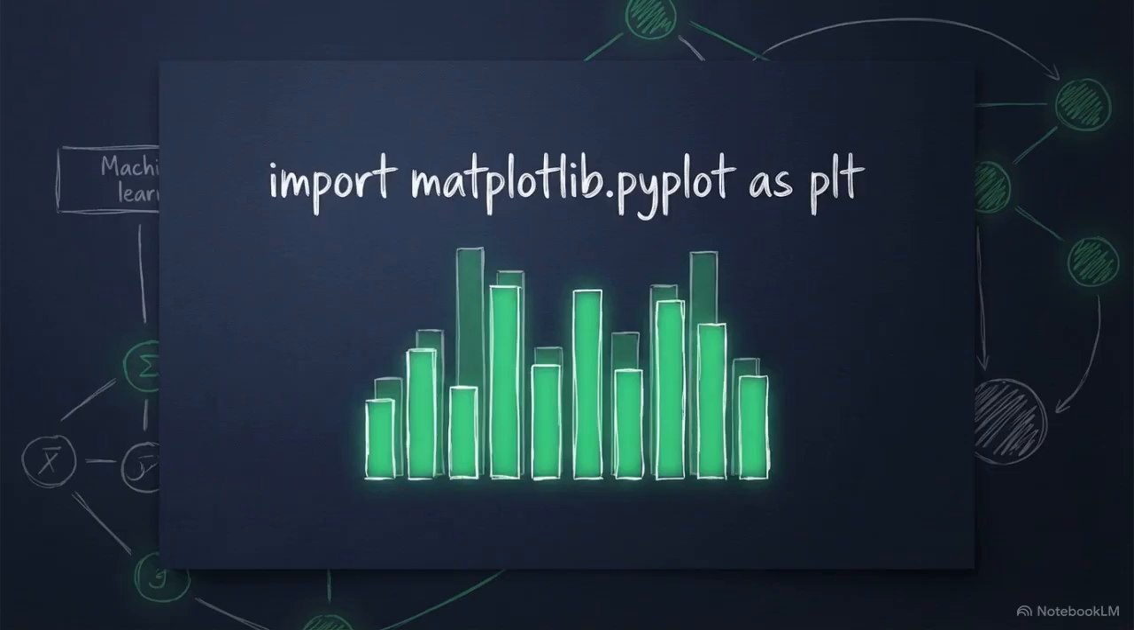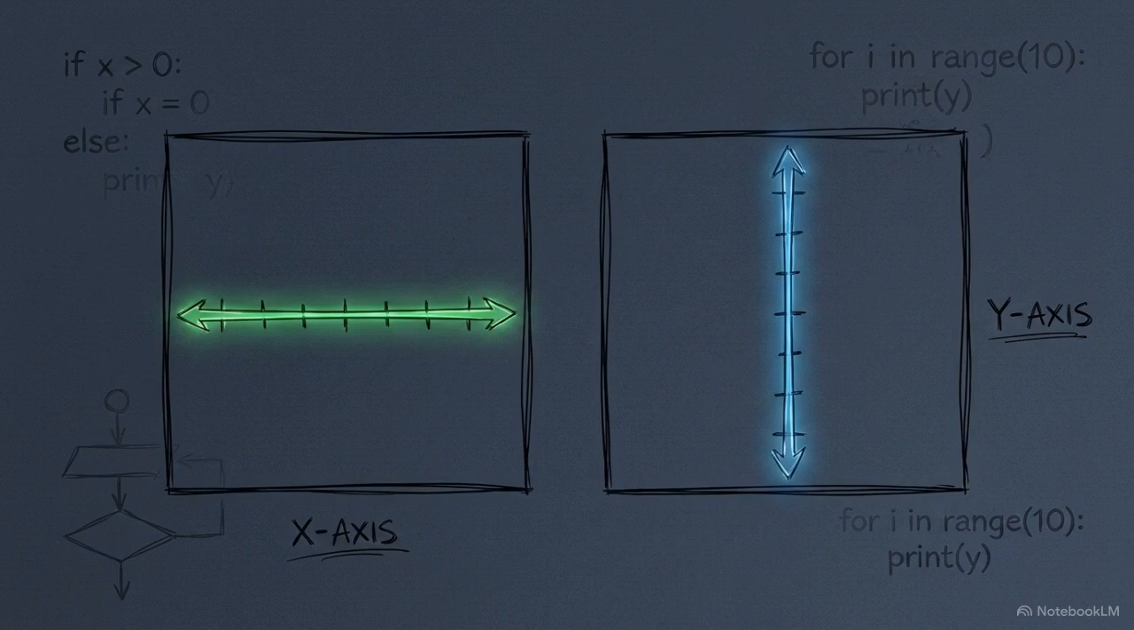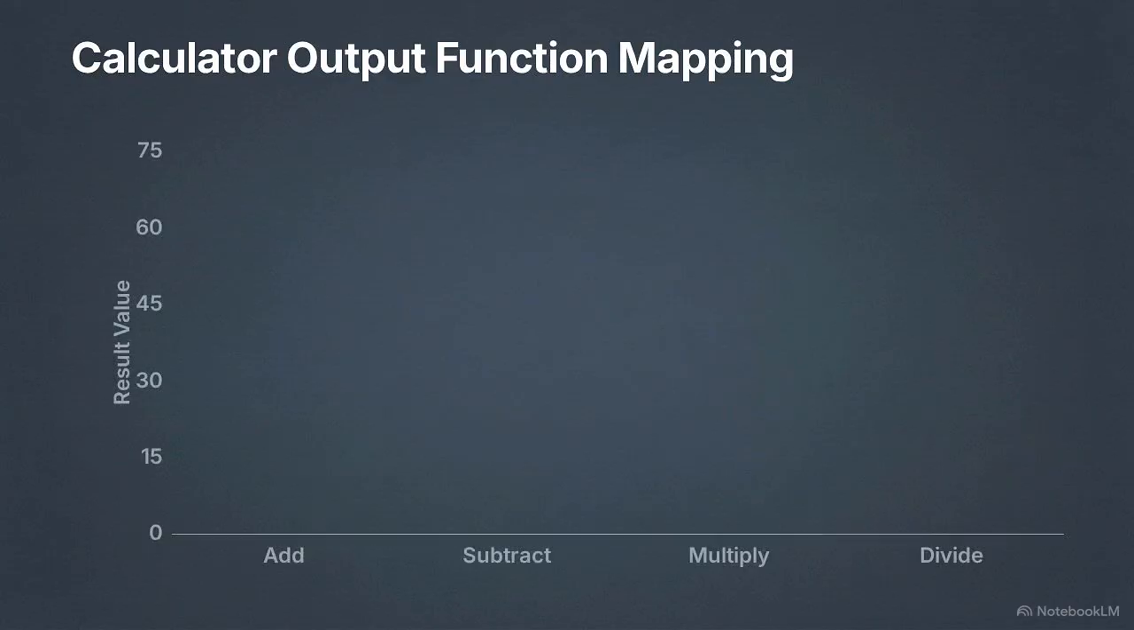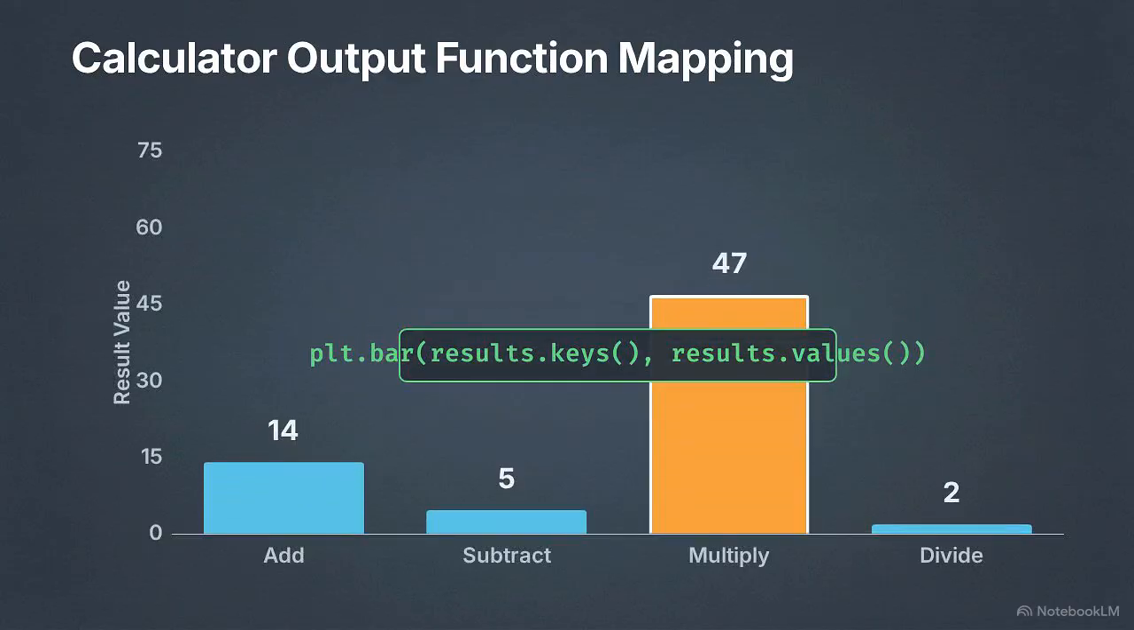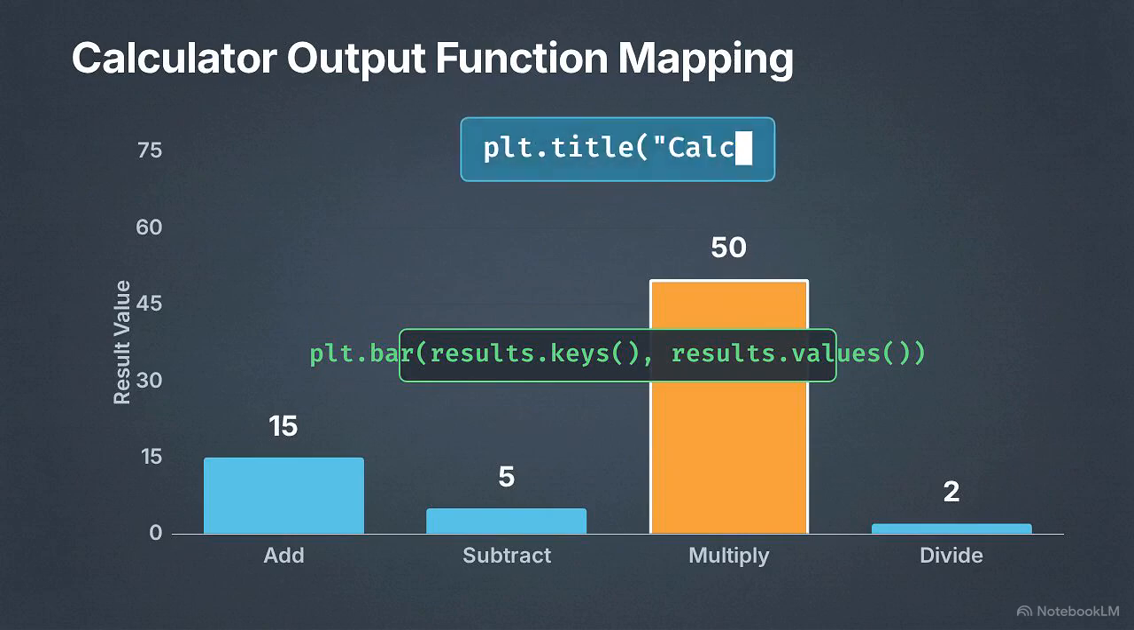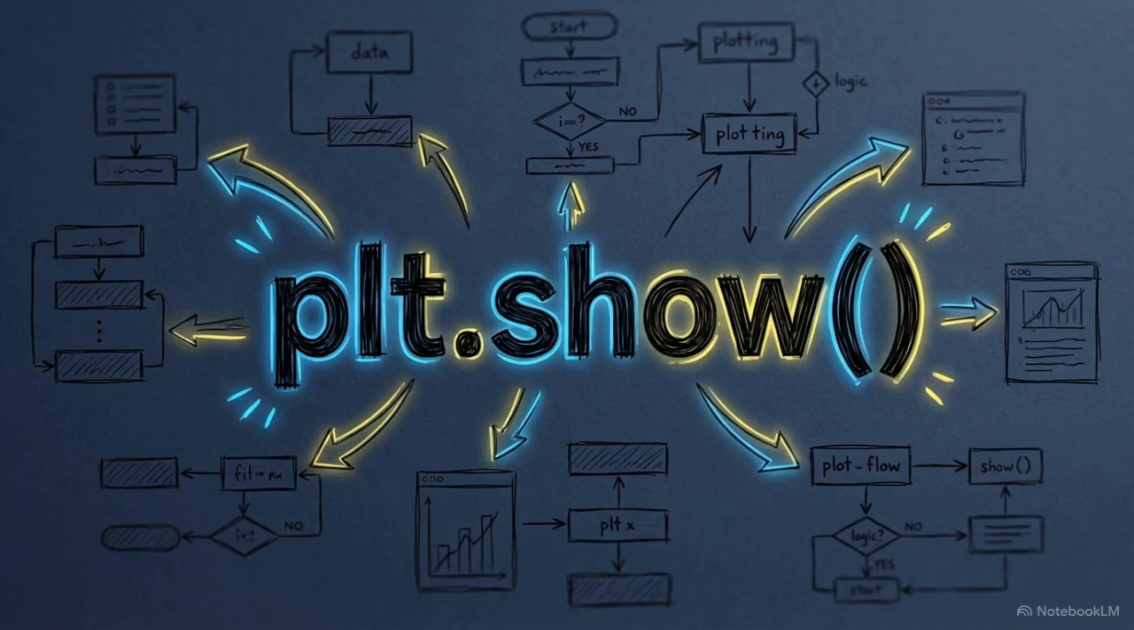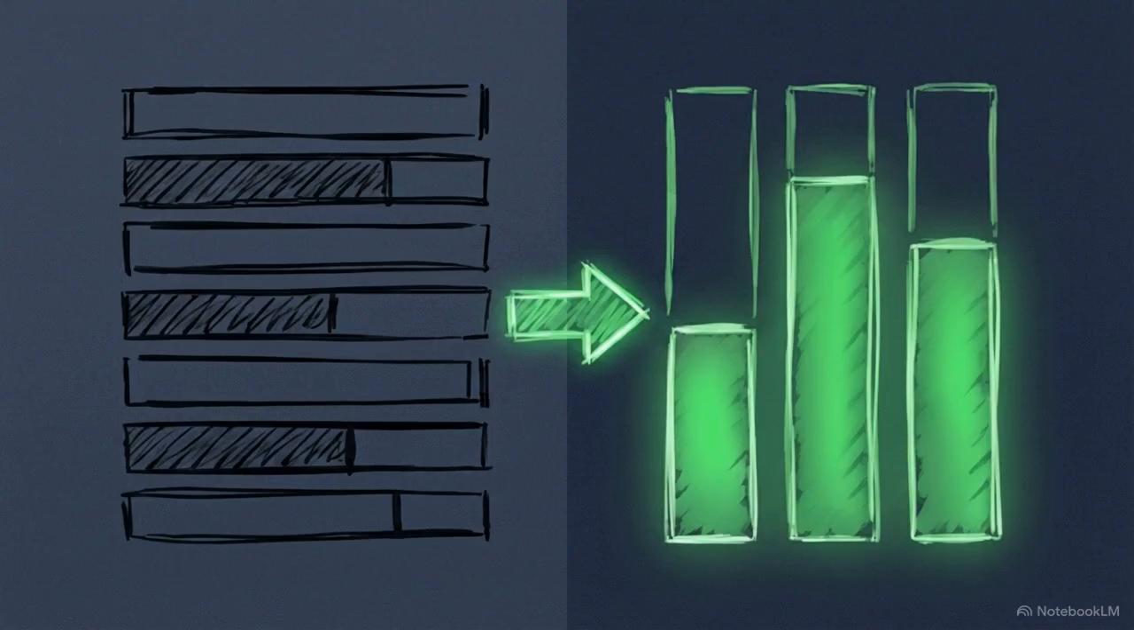Now we import matplotlib.pyplot. This is the engine that will turn our numbers into a visual chart. We map the data by assigning the dictionary keys to the x-axis and the calculated values to the y-axis. We use plt.bar to define the data points and plt.title to label the window. The plt.show command is the final trigger. It tells your computer to open a new window and render the graph. These few lines of code transform your script from a list of numbers into a visual tool for comparing data.